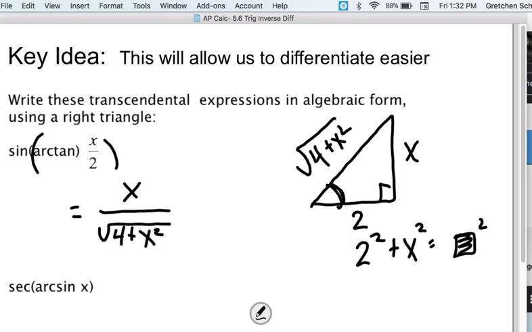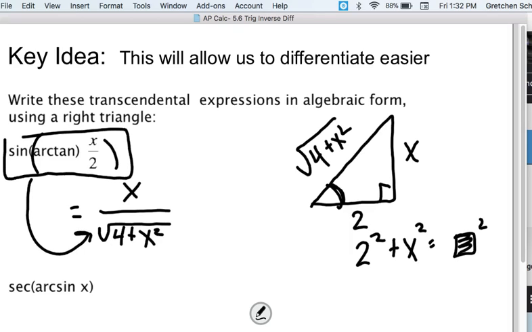So when it says write these transcendental expressions in algebraic form, this is equivalent to that. We just used it to fill in a triangle, we just wrote it in an equivalent form. This looks like something we've worked with. This is algebraic. This, not so much. So when it says to write in algebraic form, we're using this to help us because this is something we can differentiate. This is something we can work with.